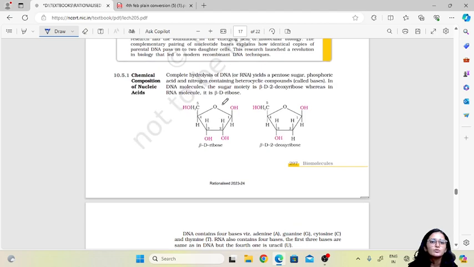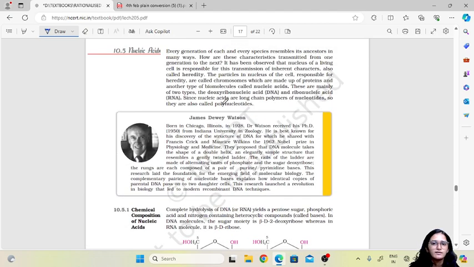Nucleic acids are very important and play a very important role. So nucleic acid is basically present in the DNA. The particles in the nucleus of the cell responsible for heredity are called chromosomes. This we have learned in biology, and they are made up of proteins and another type of molecules called nucleic acids. They are of two types, deoxyribo and ribonucleic acid, so DNA and RNA.